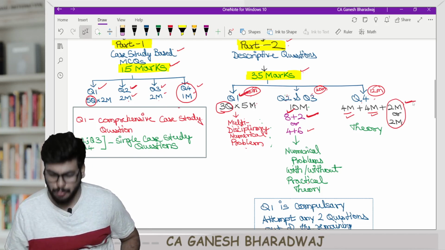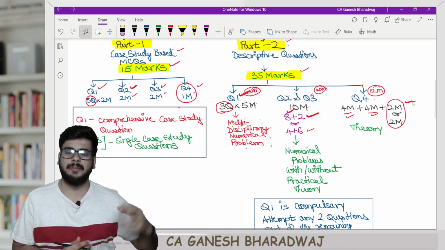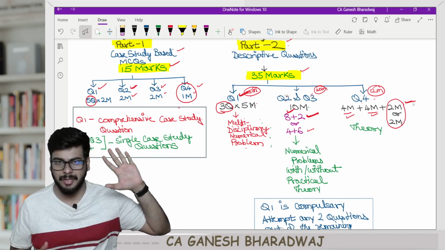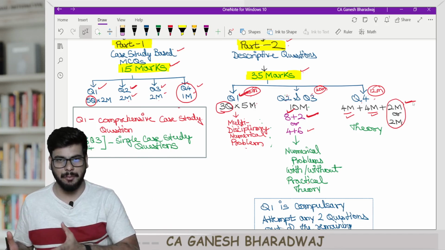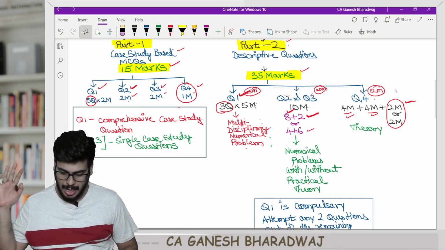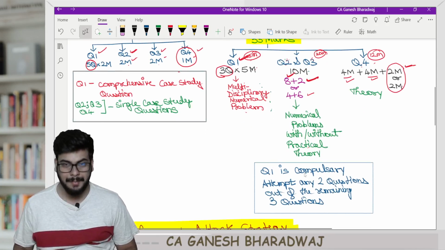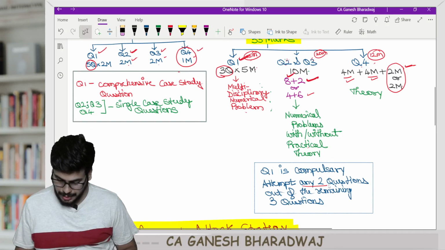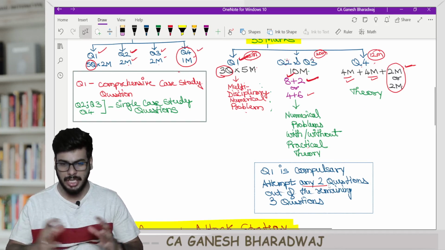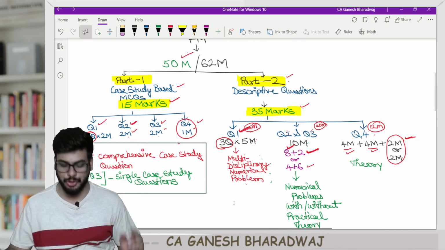And this 2 mark again could be a practical theory. You need not have prepared for it. If you know the concepts we have discussed, you would automatically be in a position to write it. That is how generally this theory question is framed. Are you clear with this, guys? Right? So that is what it is. Question number 1 is compulsory, and attempt any 2 questions out of the remaining 3 questions. This is the writing on the wall. This is what the institute is expecting you to do.